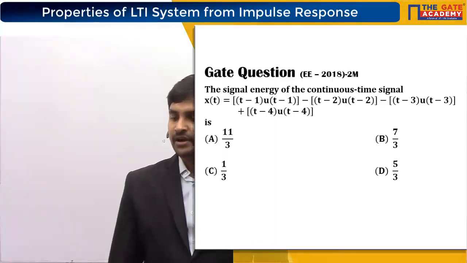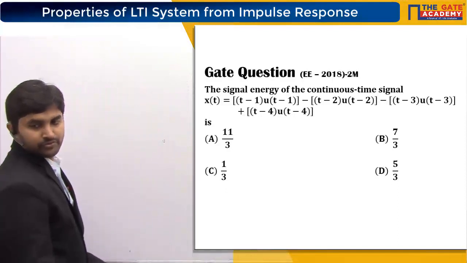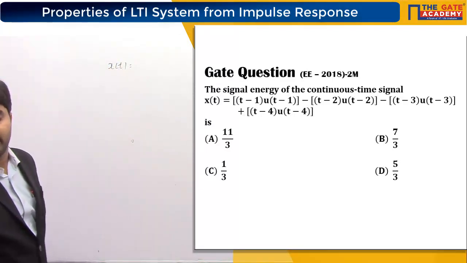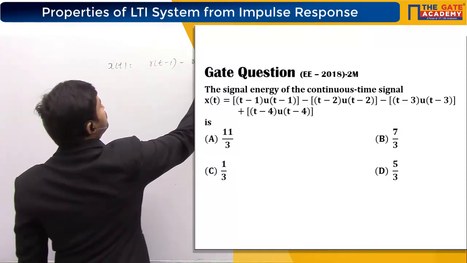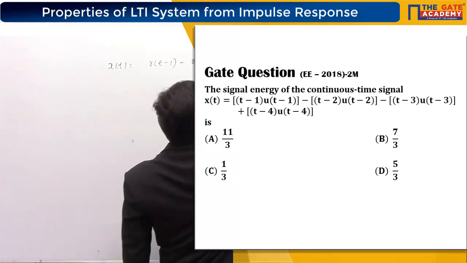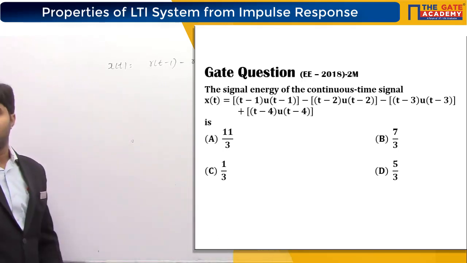Next homework problem is x of t is equal to t minus 1 into u of t minus 1, which is r of t minus 1, minus r of t minus 2, minus r of t minus 3, plus r of t minus 4. Correct?